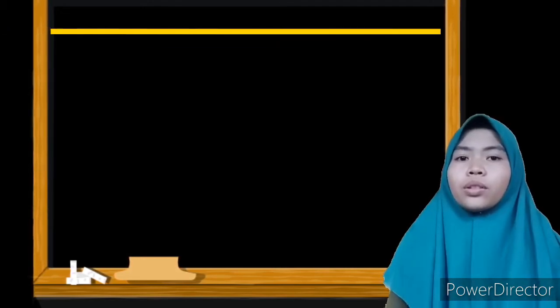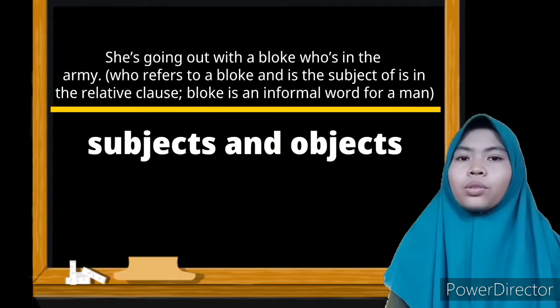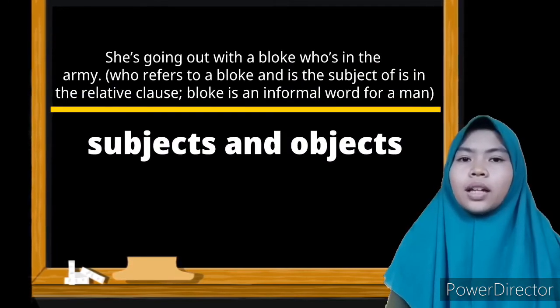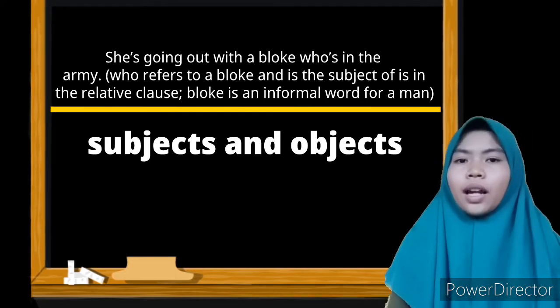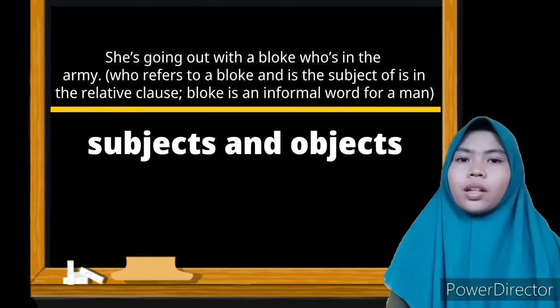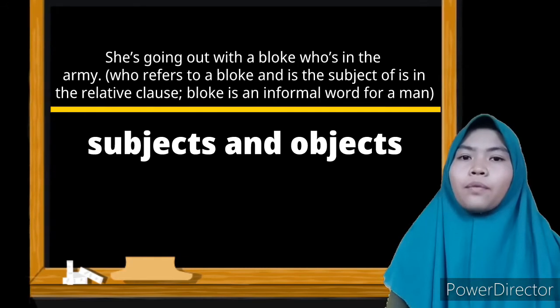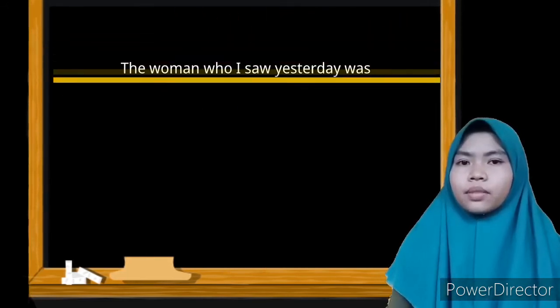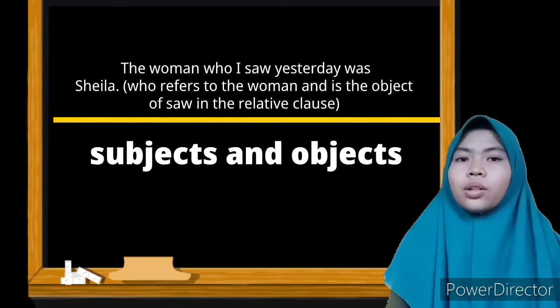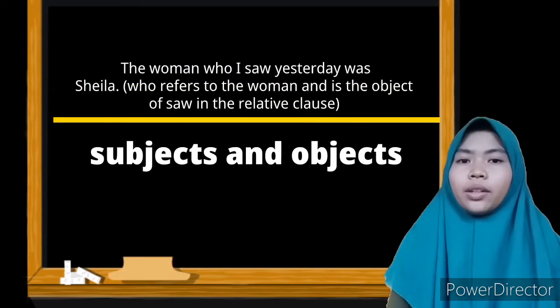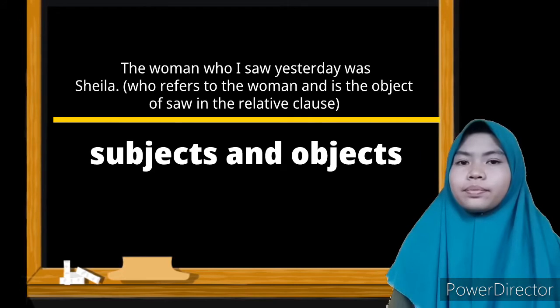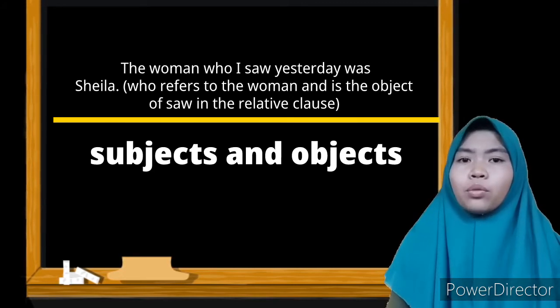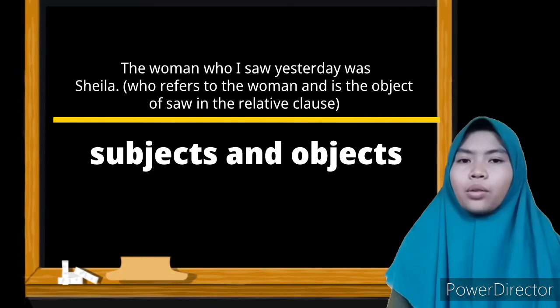She's going out with a bloke who's in the Army. Who refers to a bloke and is the subject of the relative clause. Bloke is an informal word for a man. The woman who I saw yesterday was Sheila. Who refers to the woman and is the object of saw in the relative clause.